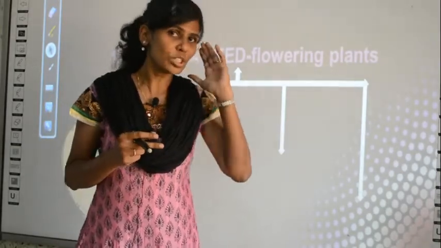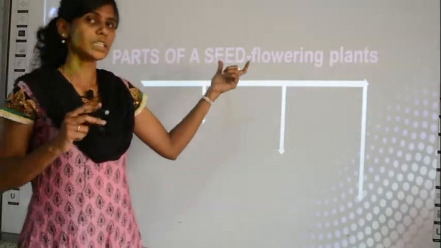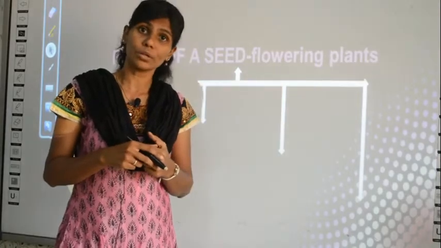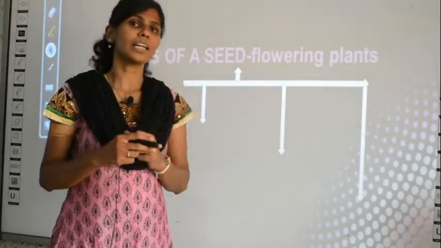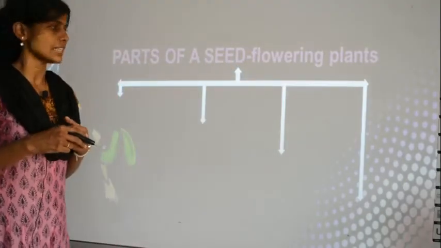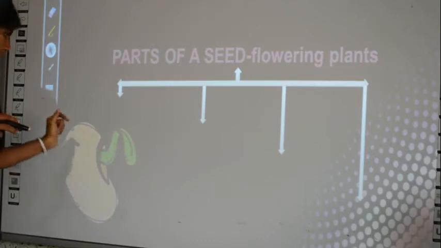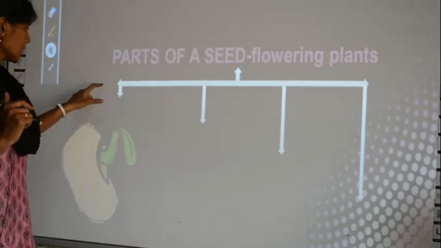So these angiosperms, that is the flowering plants, only can produce seeds, whereas the gymnosperms will not produce seeds because they cannot produce flowers also. So the concept here is only the flowering plants can produce seeds. Okay, so what are the parts of a seed? See, this is a structure of a seed. What all can you find? There are 4 parts in a seed.